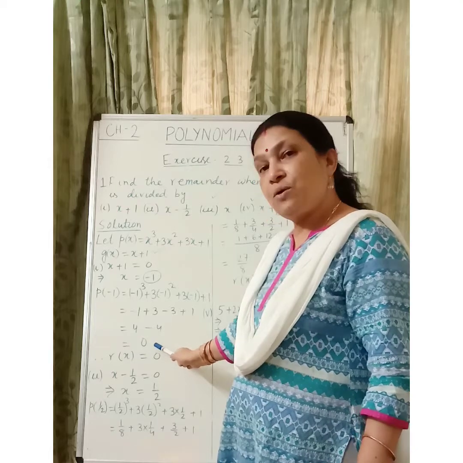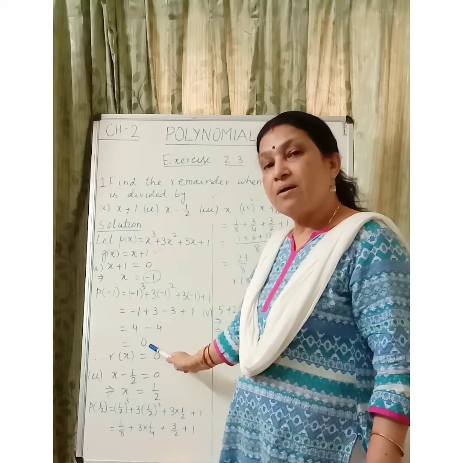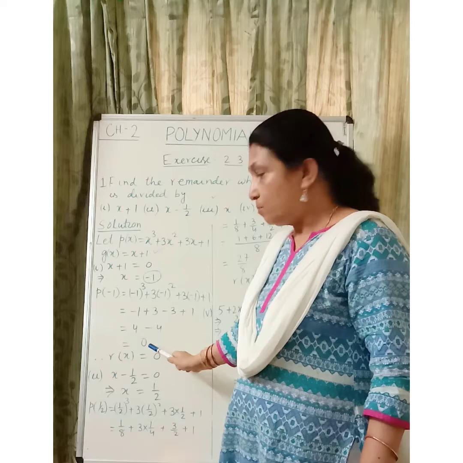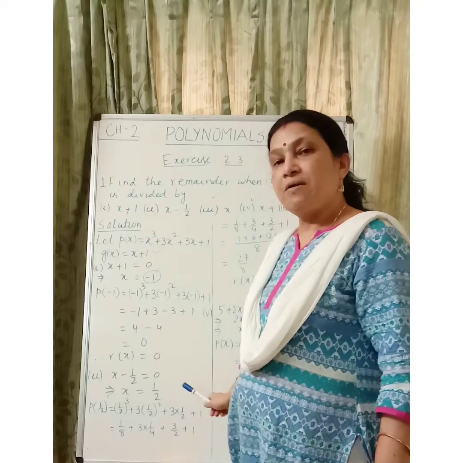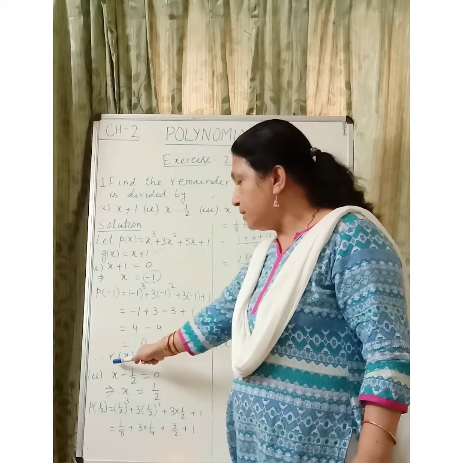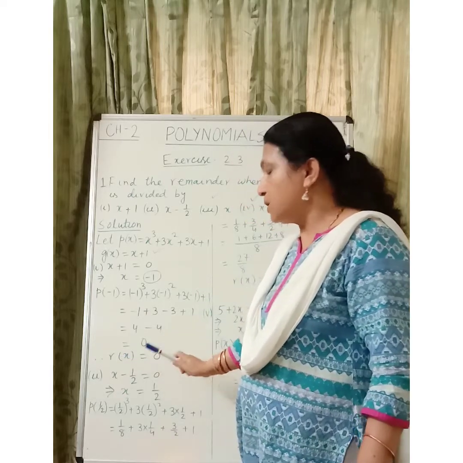So what is this 0? This 0 is the remainder of the polynomial when x plus 1 is the divisor. We are getting the remainder, that is R(x) is equal to 0.